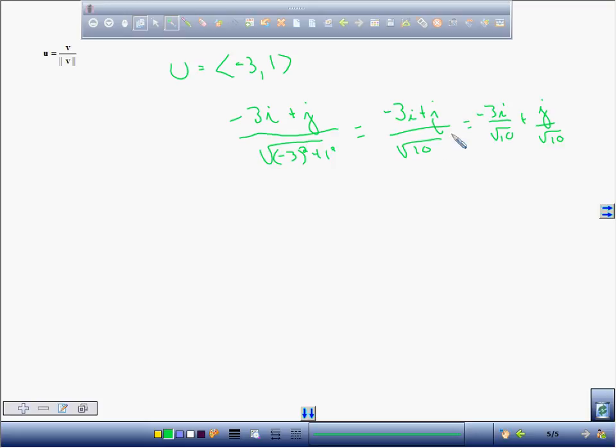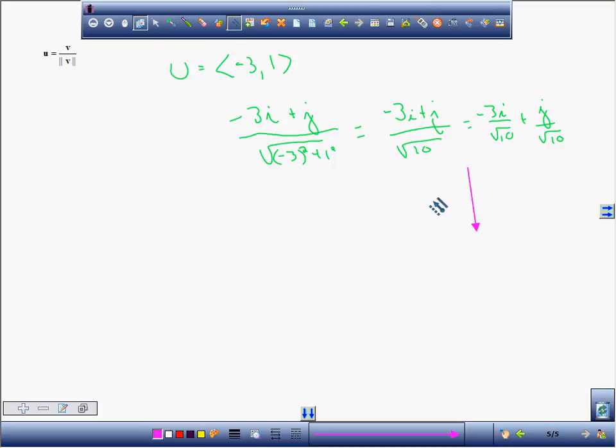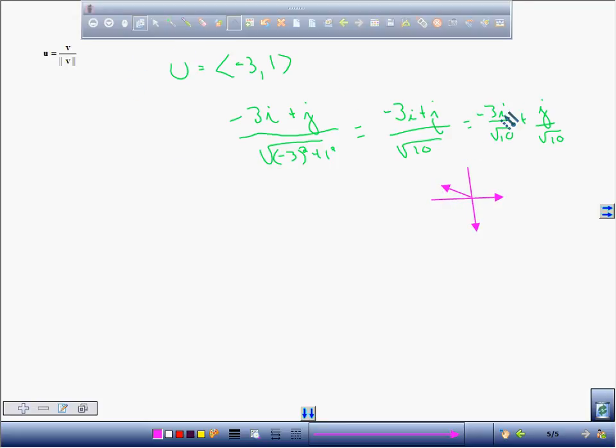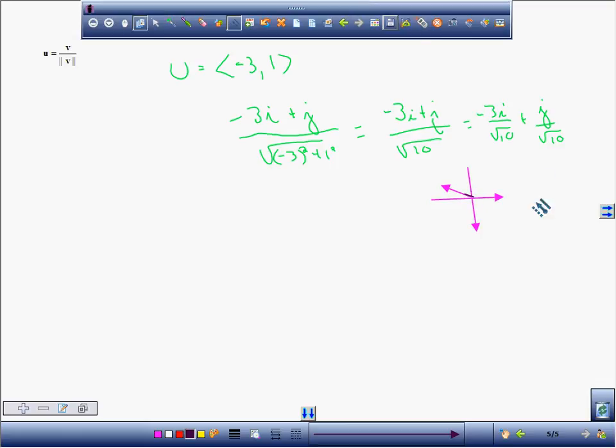And what that means, if I were to graph this unit vector, if this is my original vector, which goes back 3 and up 1, then for this unit vector I'd go back negative 3 over root 10 and up 1 over root 10, and I would get a vector in the same direction as that vector, except it would only have a length of 1. So that little tiny purple thing right there would be the unit vector. Yes?